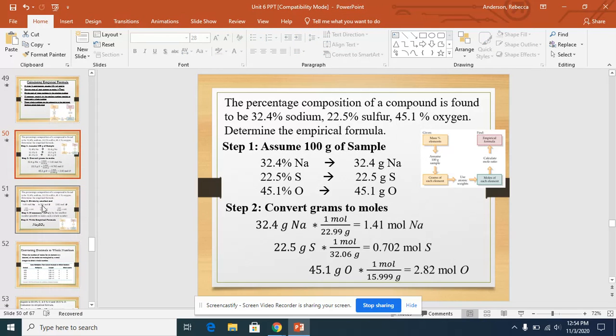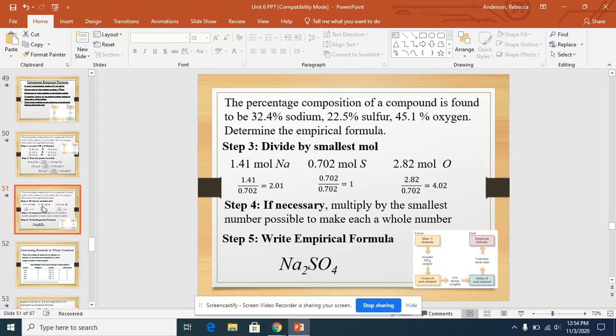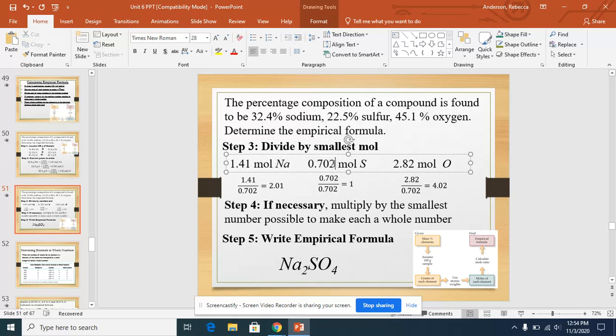All right, so next, step 3, divide by the smallest mole. So these were the 3 moles we found over here. I just listed them side by side so you could see. The smallest mole is 0.702. So we need to divide all 3 of these by that number, and we get close to a whole number for every single one. For this one, we get 2. For this one, we get 1. And for this one, we get 4. Well, that tells you what your empirical formula is. So we have 2 Na, so it'll be Na2. We have 1 S, so it'll just be S. And we have 4 O, so it'll be O4, so Na2SO4.